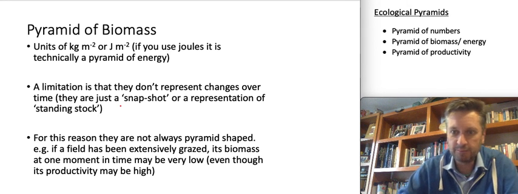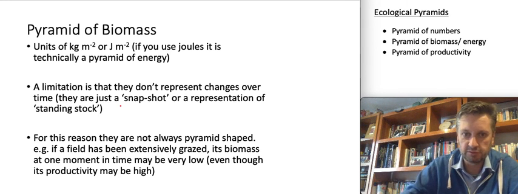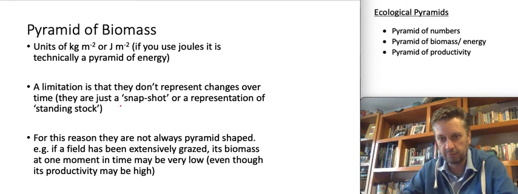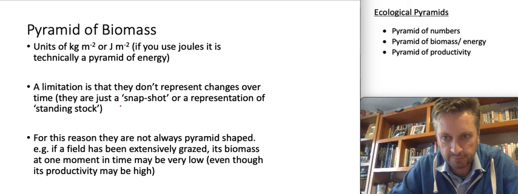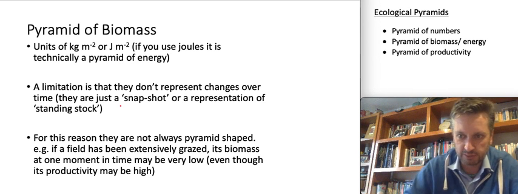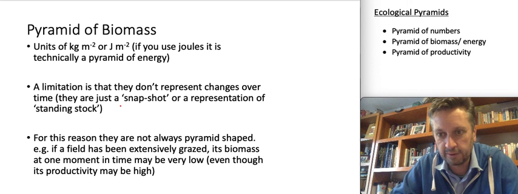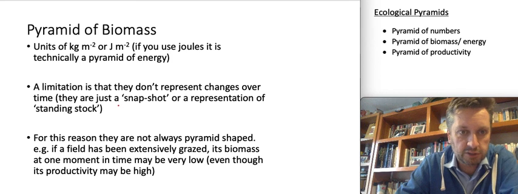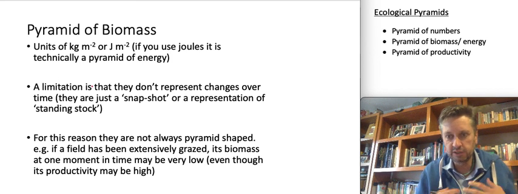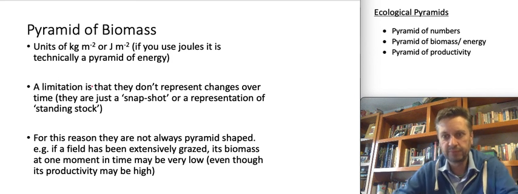Again, like the pyramid of numbers, it's a snapshot. It might be useful to look at different pyramids of biomass over different time periods, so you can see how the biomass stock changes. But it is just a limited snapshot, and it's very dependent, therefore, on conditions at that one time when you took those measurements. Biomass, by the way, is usually measured in terms of dry mass.